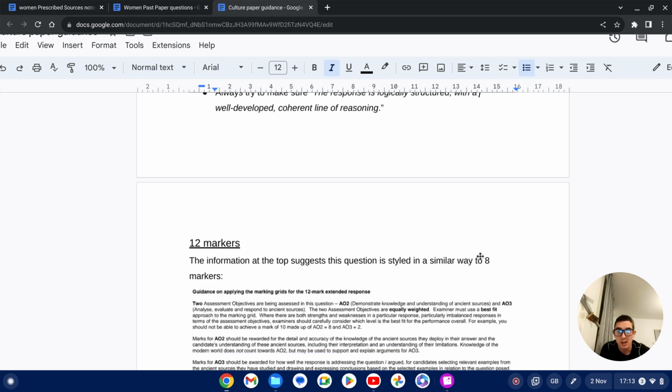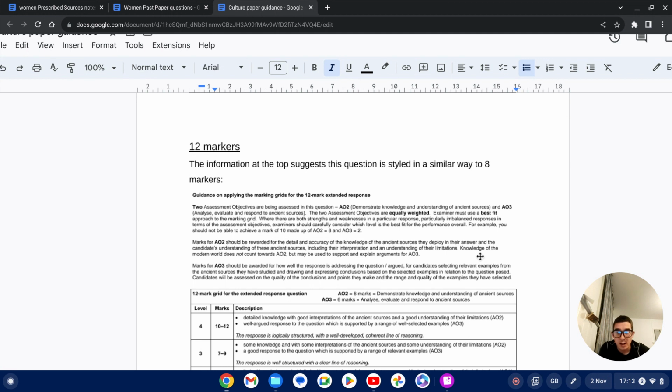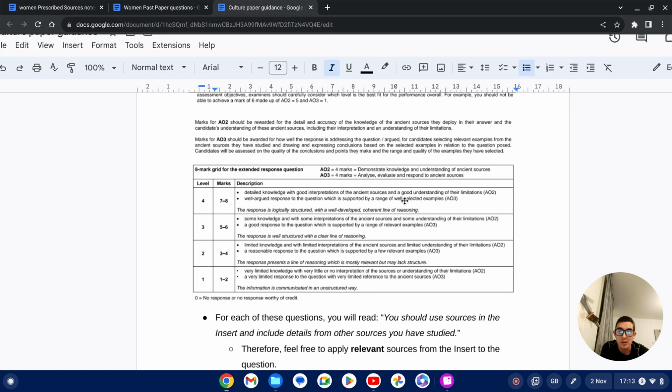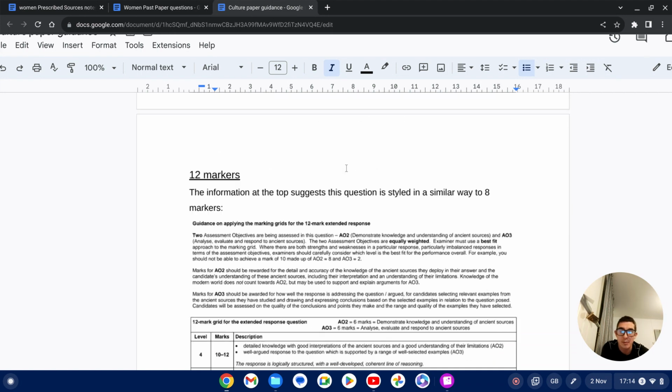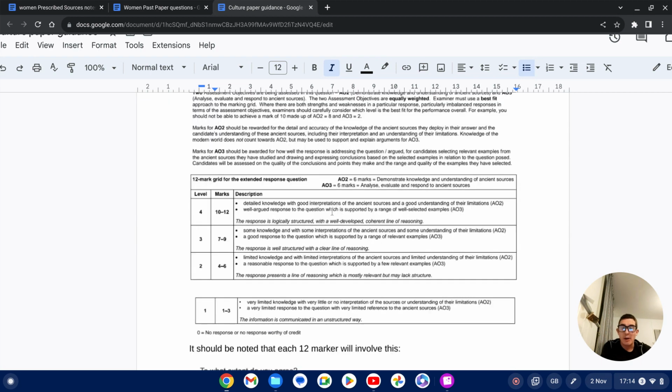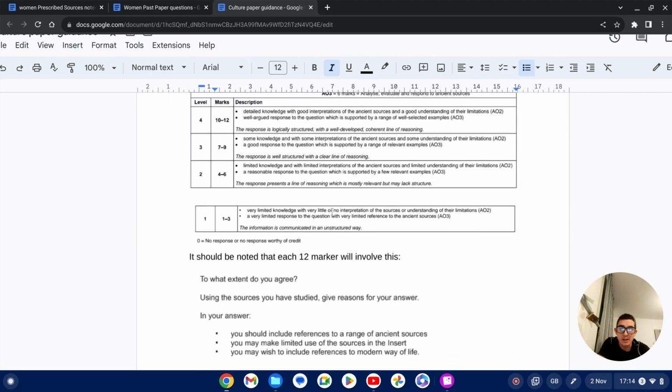Okay? 12 markers. So this information at the top here suggests that the question is going to be a similar style to the 8 markers. In fact, if you look at that, it might actually be the exact same question, information. However, it should be noted that each 12 marker will involve this. To what extent do you agree? Using the sources you have studied, give reasons for your answer.